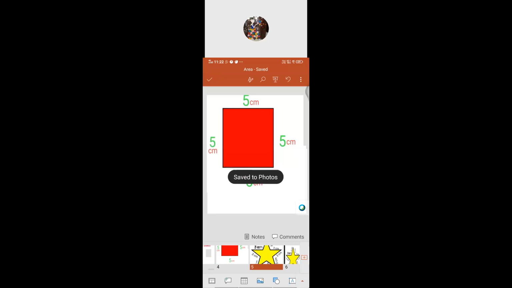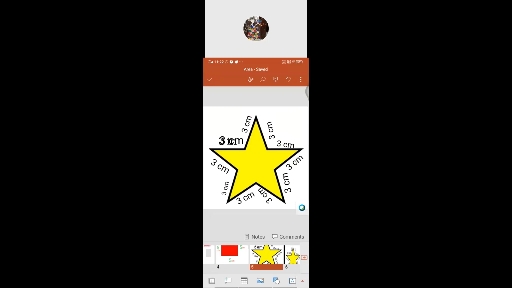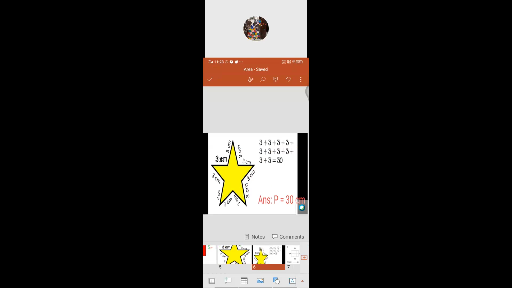Can you give me the perimeter of this star? Check how many sides there are. You can use multiplication also. 1, 2, 3, 4, 5. 30 centimeter. Very good, children. Instead of adding all the sides repeatedly, you can multiply, 10 by 3. You'll get 30 centimeter.